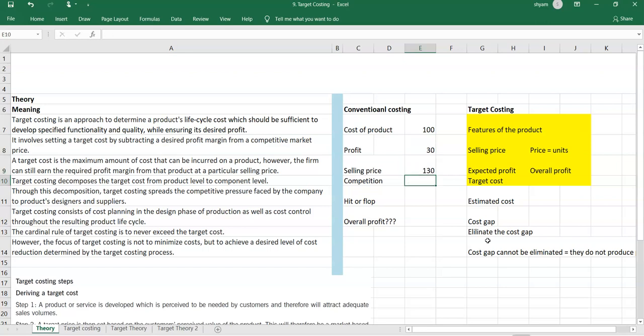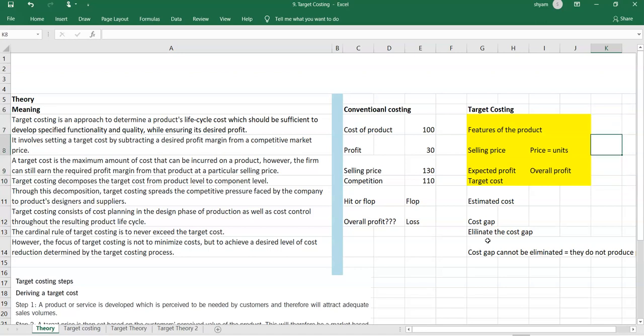Then they'll produce this product, they'll go to the market and sell it at 130, but the competitor would sell the same product at 110. Now our product is higher than their product, so what would happen is it would be a flop, and overall profitability would only be a loss. Okay, this is how conventional costing works.